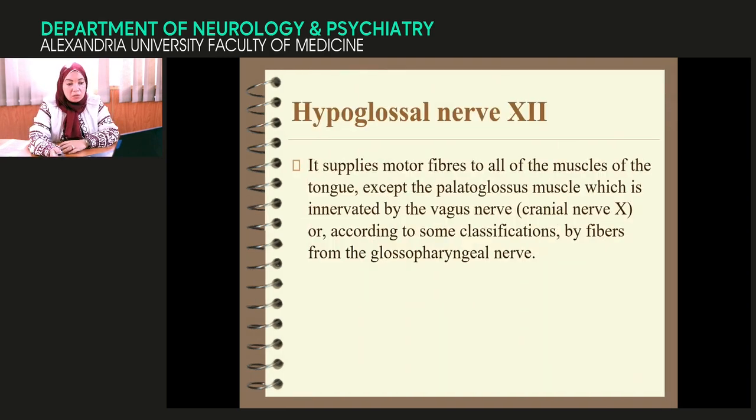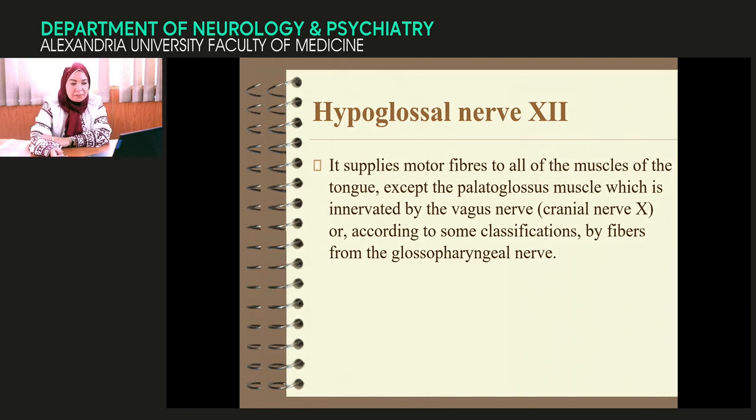We will go to the last one, the hypoglossal nerve. It is the 12th nerve, which is pure motor to the tongue muscles. It supplies motor fibers to all muscles of the tongue except the palatoglossus muscle, which is innervated by the vagus nerve, or according to some classifications by fibers from the glossopharyngeal nerve sometimes. But the hypoglossal supplies all muscles except the palatoglossus muscle.